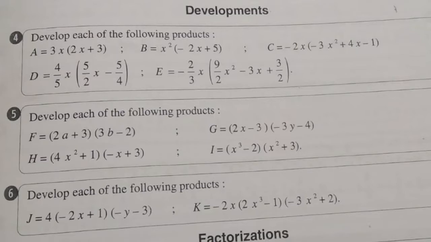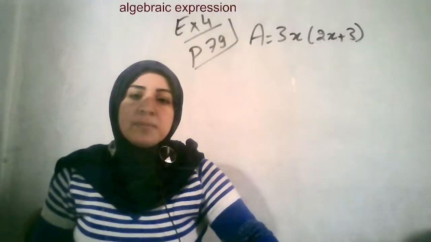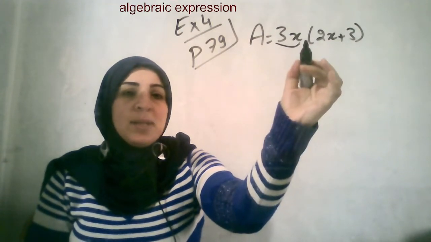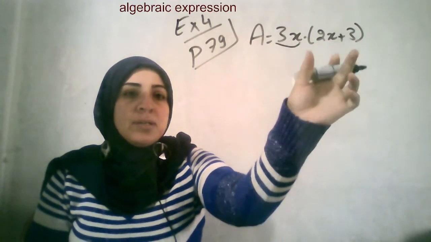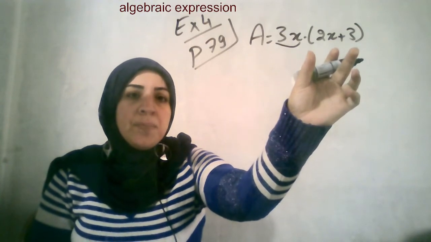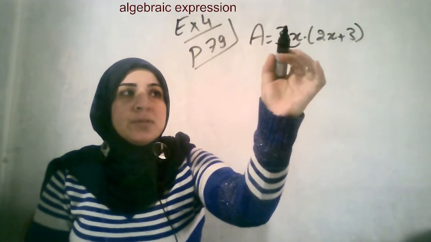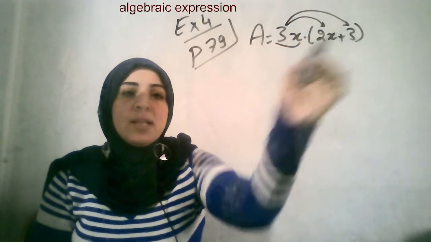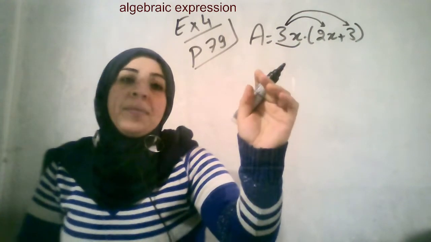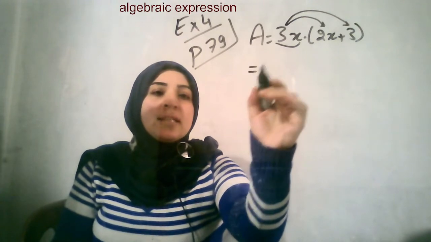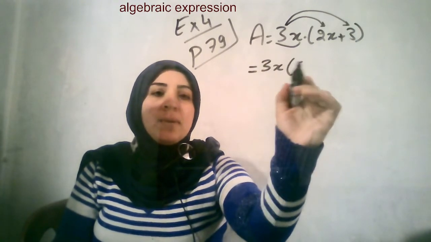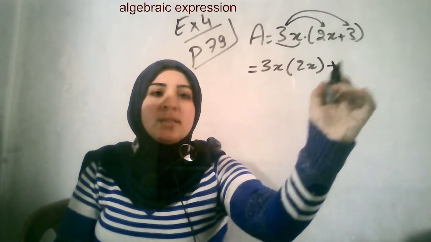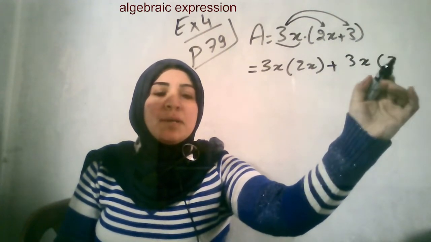How to develop, and what do we mean by that? This means that 3x is multiplied by 2x plus 3 in all. We have to multiply 3x by 2x and then multiply 3x by 3. How? We can say it's 3x multiplied by 2x. Then we have plus here, so we write 3x multiplied by 3.